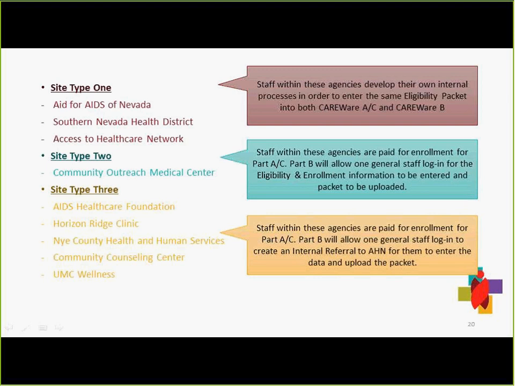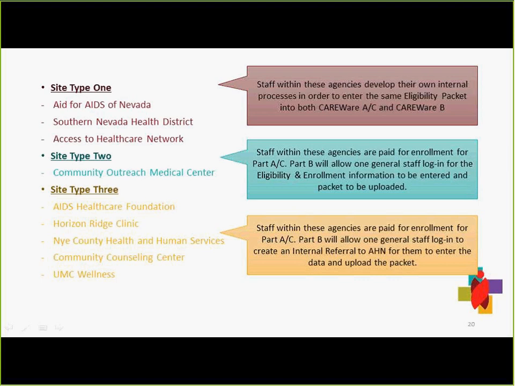Different site types. This slide is specific to staff in the South only. Site Type 1 includes providers that are receiving funding from Parts A, B, and C, which means they have access to both Part A and Part B CareWare. We expect you to develop internal processes for moving the eligibility documents into both CareWare databases as timely as possible.